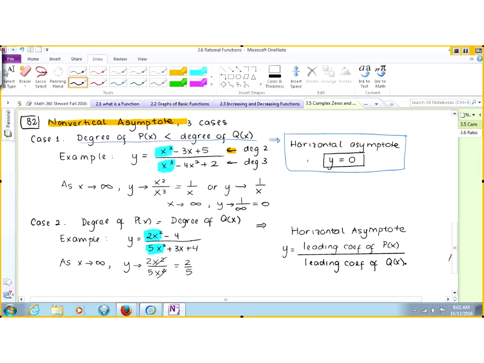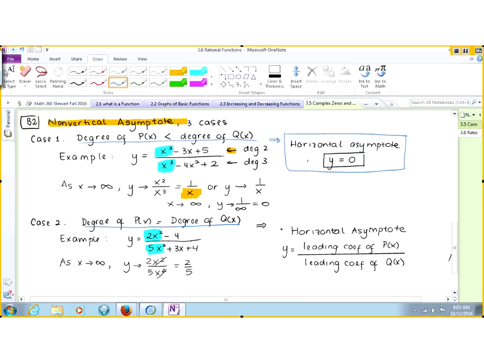Why isn't it equal to 0? Because what happened to the x's? They cancel out, right? Before, the x's did not cancel out. I still had one x on the bottom, or one or more x's. It could be x or x squared on the bottom. But here the x's cancel out, so I only have the coefficients.